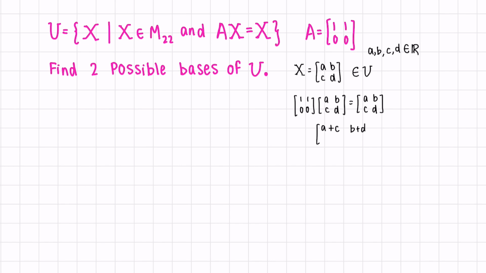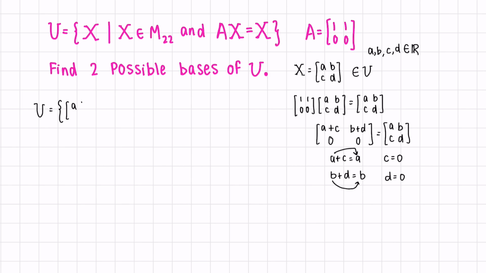On the bottom we get 0a plus 0c, and then 0b plus 0d. We can then equate a plus c equals a, and b plus d equals b. If we isolate c, move the a to the opposite side, we get c equals 0, and likewise, we'll get d equals 0. So this means that all matrices in U have to have the form [a, b; 0, 0], where a and b are just real numbers. In order to find the span of U, let's separate a and b, because they're completely separate variables. So we can write this as [a, 0; 0, 0] plus [0, b; 0, 0].